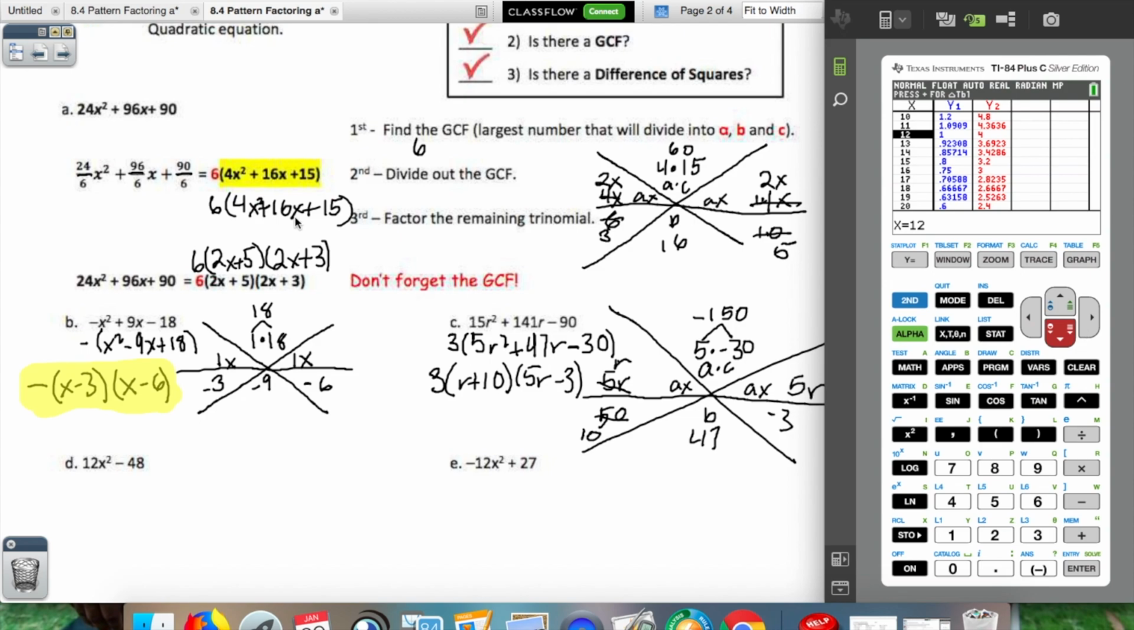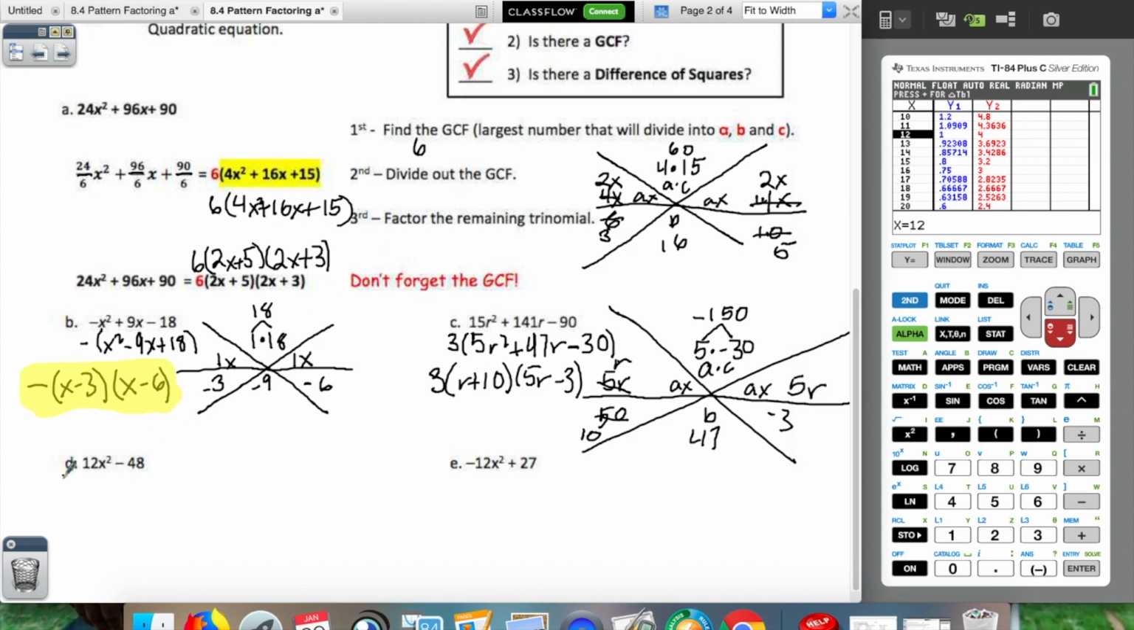So let's do that. So we have 12, and then what's 12 divided by 12? Well, that would be 1, so 1x squared. And then what's negative 48 divided by 12? Well, that would be negative 4.